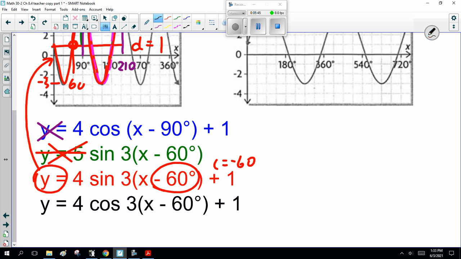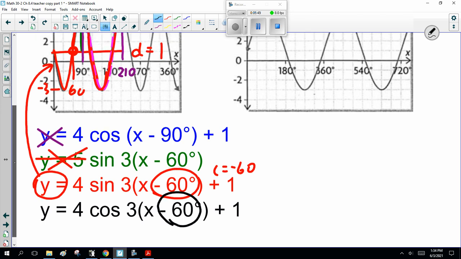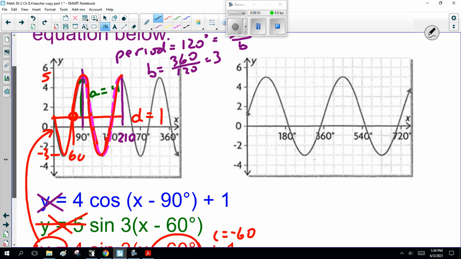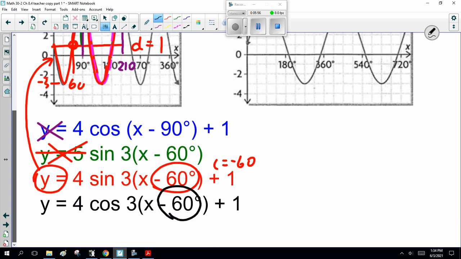Now just to prove it, this is minus 60 for the cosine. That minus 60 is the graph up here at the peak. No, it's not. All right? So I'm going to stop a minute. Let's think about that.